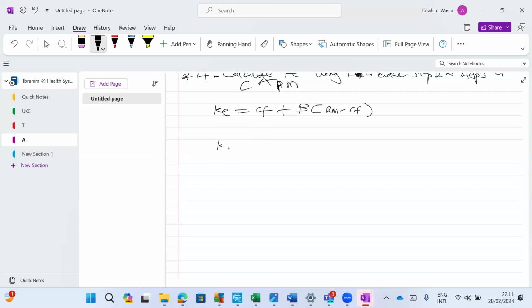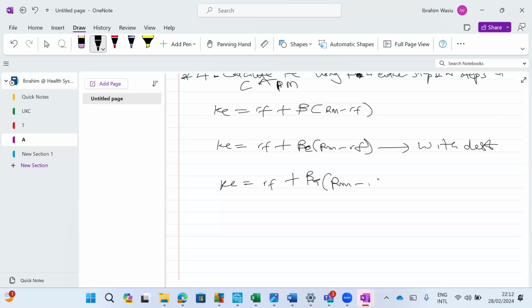So you have KE is equal to risk-free plus beta equity into (Rm minus Rf), that is with debt, or KE is equal to risk-free plus beta asset into (Rm minus Rf). This is without debt. Then step 5.